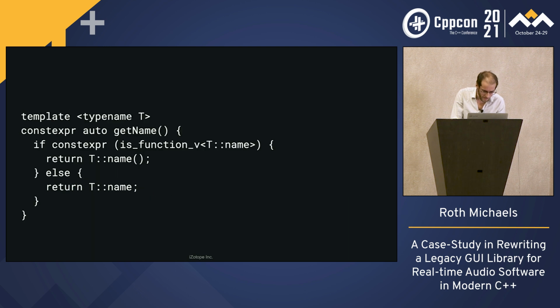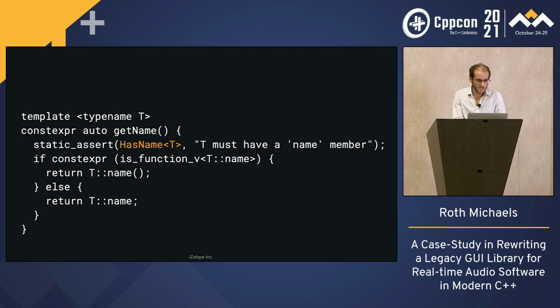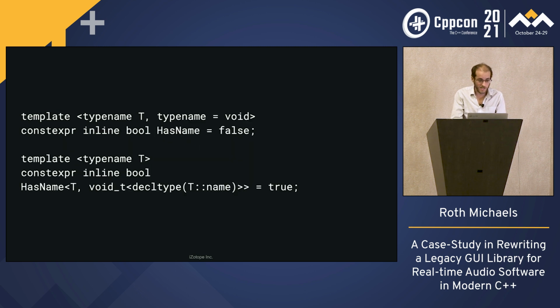And you might want one more feature in this getName, which is actually asserting that it has a name. So you get a kind of nicer error message if somebody calls this on int or something ridiculous. And this is actually pretty simple to write. For has_name, we create a type trait. This is the best modern way to write a type trait that I've come up with. If you know of a cooler one, please let me know. I'm interested in seeing if I can beat this somehow.